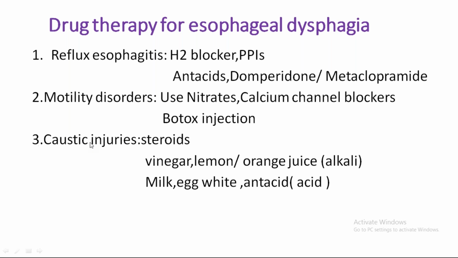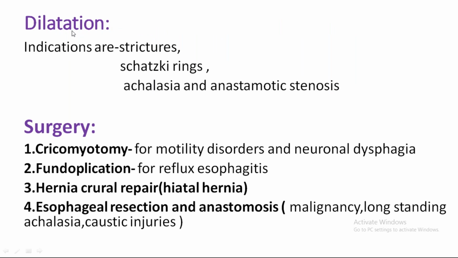If you suspect caustic injuries, add steroids. Vinegar, lemon, and orange juice are given for alkali injury; when there is an alkali injury, acid-containing foods like vinegar, lemon, and orange juice can be given. When there is an acid injury to the esophagus, add milk, egg white, and antacids to the food. Dilatation: indications are strictures, Schatzki's ring, achalasia, and anastomotic stenosis. These are the indications for dilatation of the esophagus.